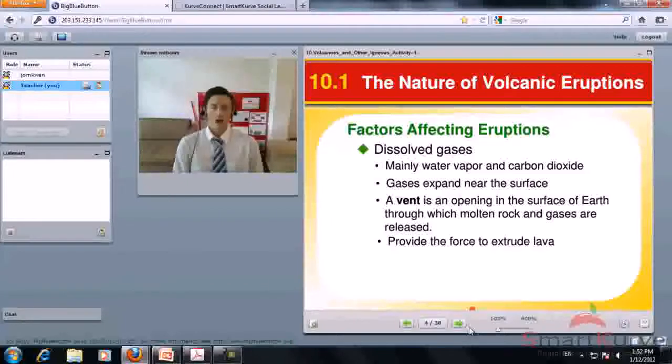And all that expansion and all of that pressure, that's what creates the force to push out that lava, that magma, to push it up, to erupt to the surface, become lava, and then cool into that extrusive igneous rock.